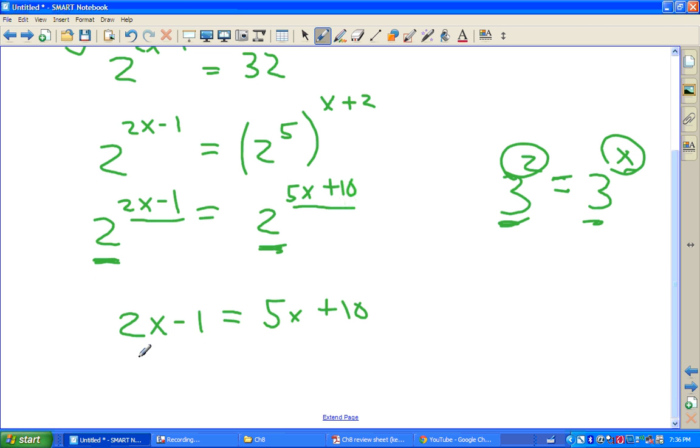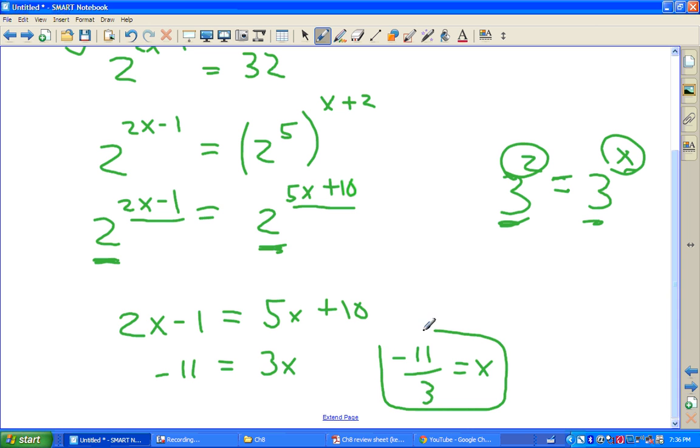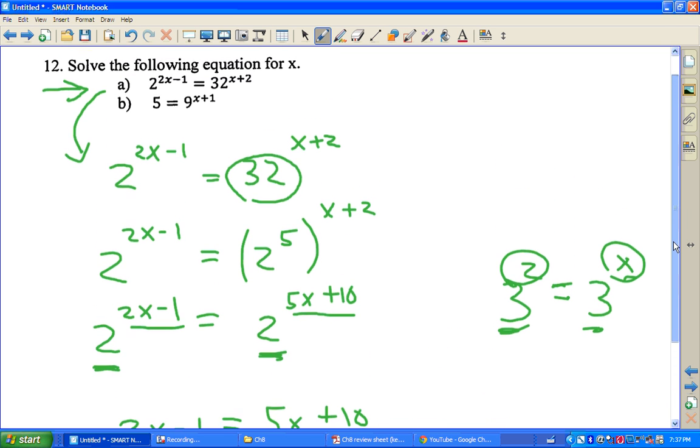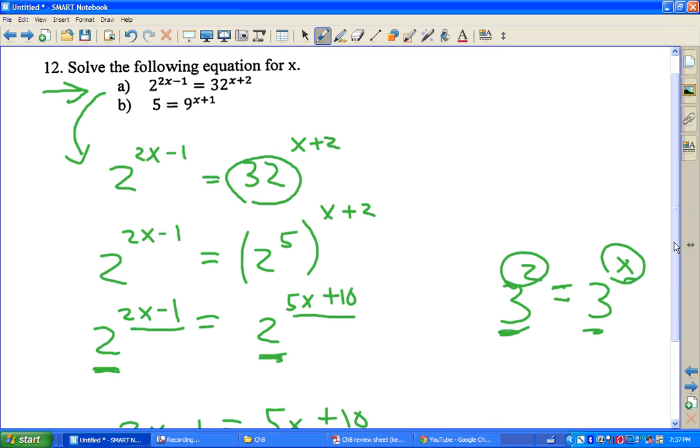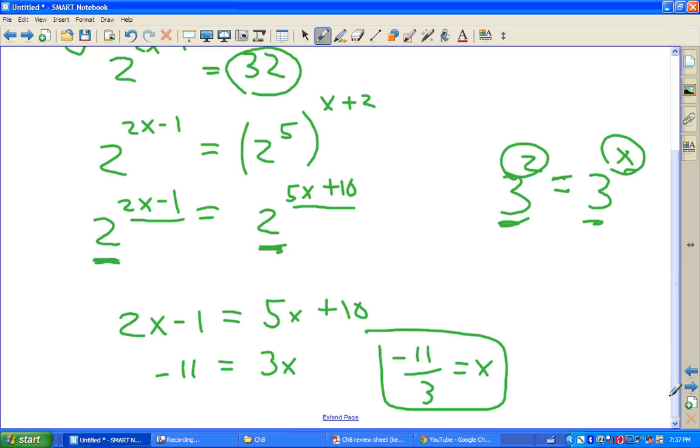I just set these things equal, and I'm going to do the algebra from here. Subtract 10, I get minus 11 from each side. Subtract 2x, I get 5x minus 2x is 3x. And if I do the math, divide by 3, I'll get minus 11 thirds equals x, and that's that. Pretty straightforward, but you had to see that 32 is a perfect power of 2, and then do the math simply there.